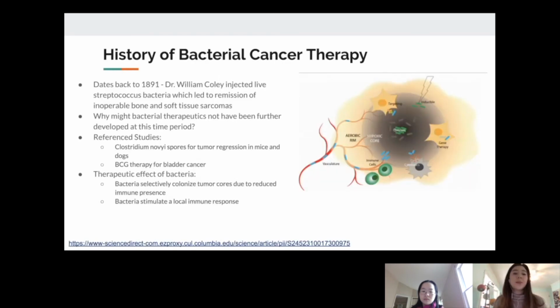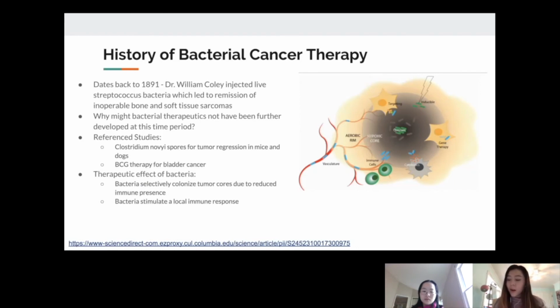So the paper begins by looking at a history of bacterial cancer therapy and its uses before synthetic biology techniques come into the picture. The first instance of bacterial use for combating cancer was applied way back in 1891 when Dr. William Coley injected a patient with live cultures of Streptococcus bacteria and observed remission of inoperable bone and soft tissue sarcomas.